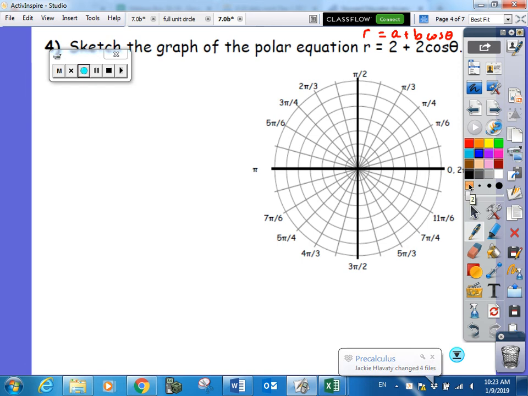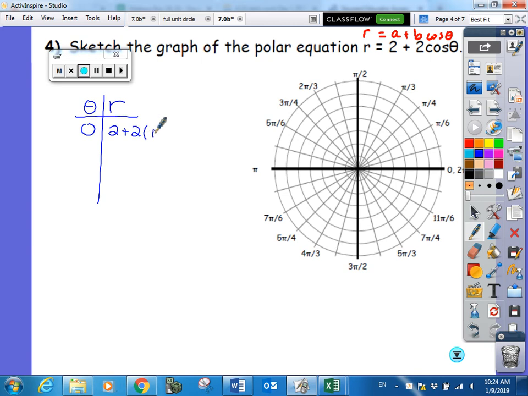All right, so same thing. We're going to have our theta and our r, but now we're going to pick different ones. We're only going to pick the ones that we like for cosine. If that was sine, we'd pick those same numbers that we like for sine. We always like 0. We always want to start with 0. So 2 plus 2 times 1, cosine of 0 is 1. So we get 4. So 0, 4.